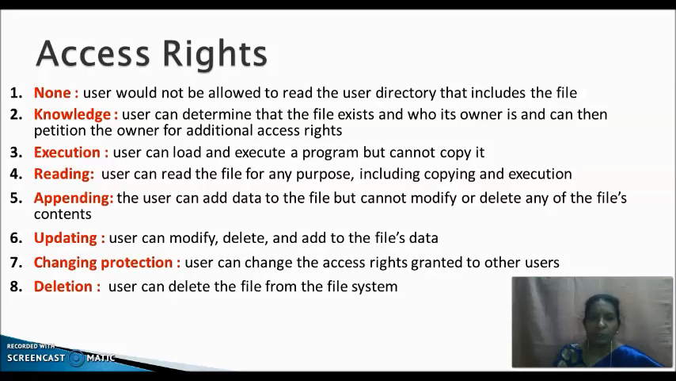None. User would not be allowed to read the user directory that includes the file. Knowledge. User can determine that the file exists and who is owner of the file and can then petition the owner for additional access rights. Execution. User can load and execute a program but cannot copy it. Reading. User can read the file for any purpose, including copying and execution.